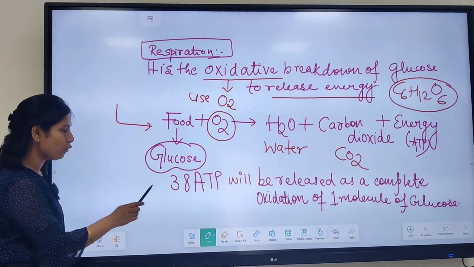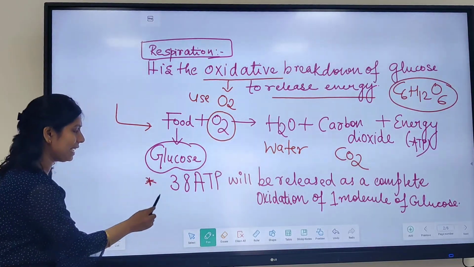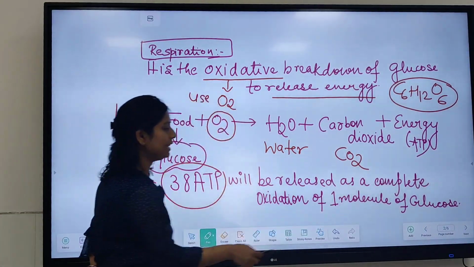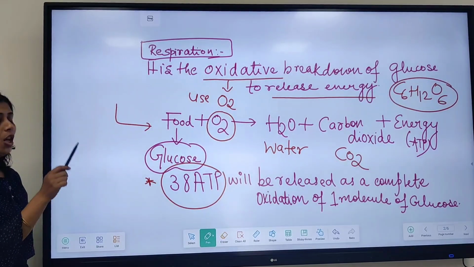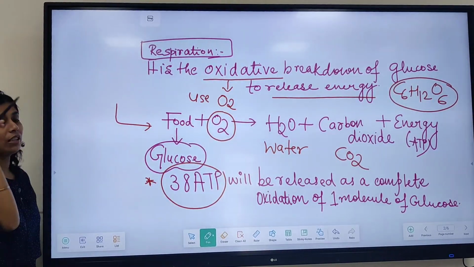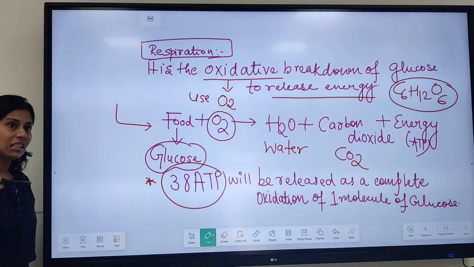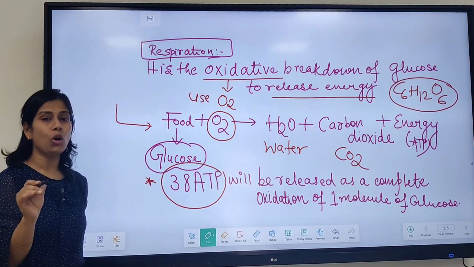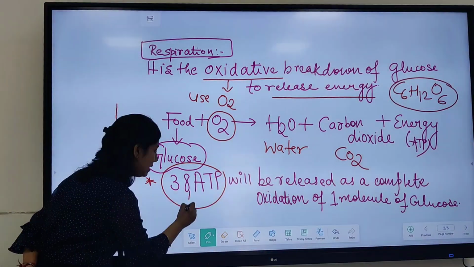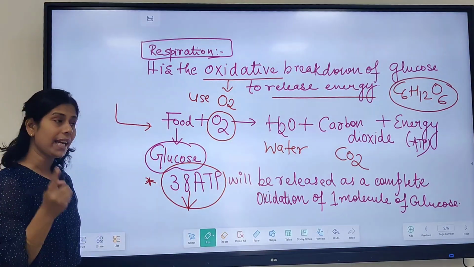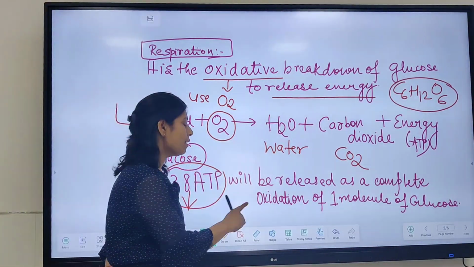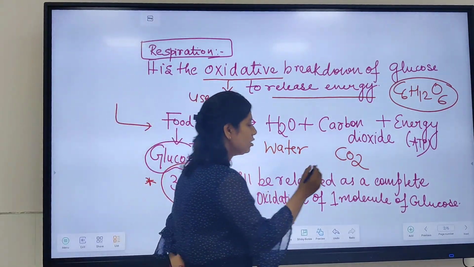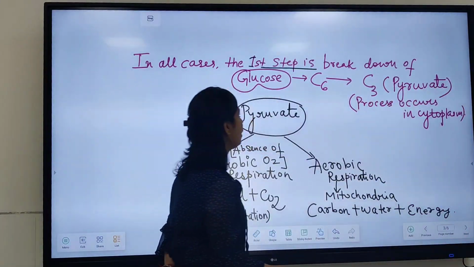Very important, I have written one point, if you can see: 38 ATP will be released from the complete oxidation of one molecule of glucose. What is oxidation? I have already told you, the use of oxygen to break certain chemical compounds. So every time one molecule of glucose is broken down, we will get 38 ATP. Let's go ahead with the next point.